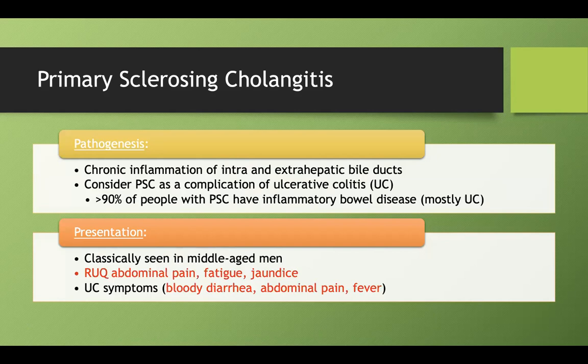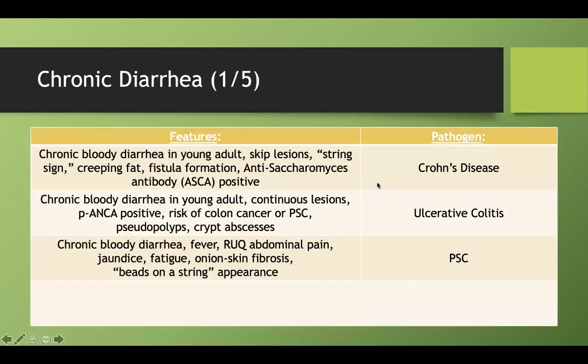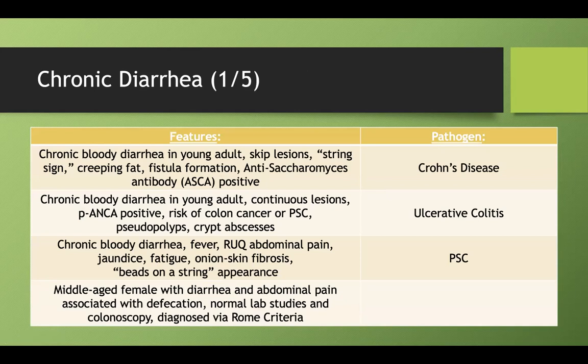And notice that in addition to your ulcerative colitis or IBD symptoms, these bloody diarrhea, abdominal pain, and fever, in addition to that, you're going to see right upper quadrant abdominal pain, jaundice. So you're going to see some sort of biliary disease as well. And here you can see the onion skin fibrosis and the beading of the ducts. And I talk about that. I show pictures of both of those in the hepatobiliary unit if you want to learn more about PSC.